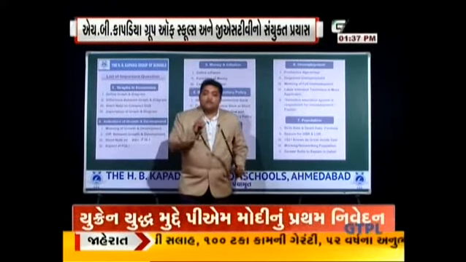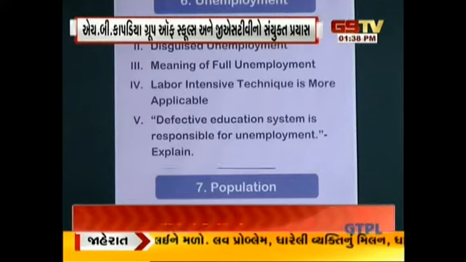Then we have labor intensive technique is more applicable. You have to explain this, and when you explain this, you explain it in proper points. Don't make a paragraph like an essay. This looks very poor. Defective education system is responsible for unemployment. Here also you have to explain in your own words in a proper manner.